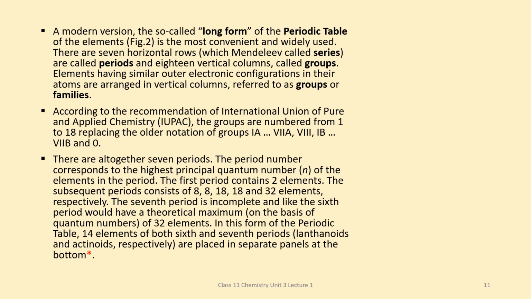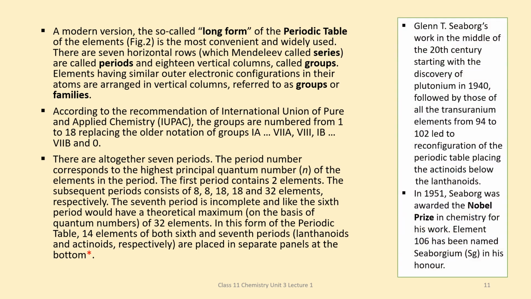The first period contains 2 elements. The subsequent periods contain 8, 8, 18, 18 and 32 elements respectively. The 7th period is incomplete and, like the 6th period, would have a theoretical maximum, on the basis of quantum numbers, of 32 elements. In this form, the 14 elements of both 6th and 7th periods, lanthanoids and actinoids respectively, are placed in separate panels at the bottom.